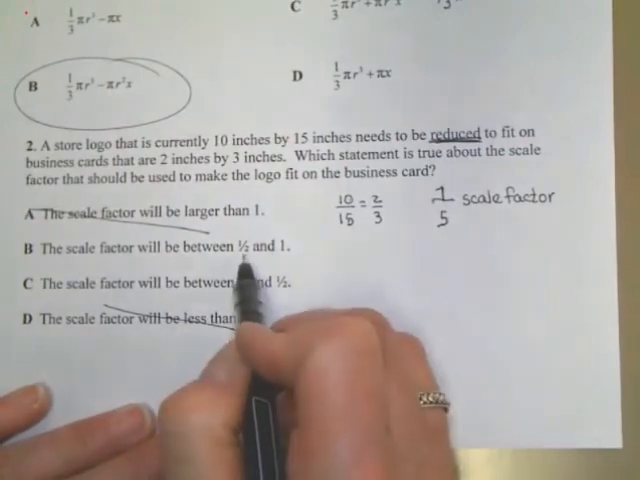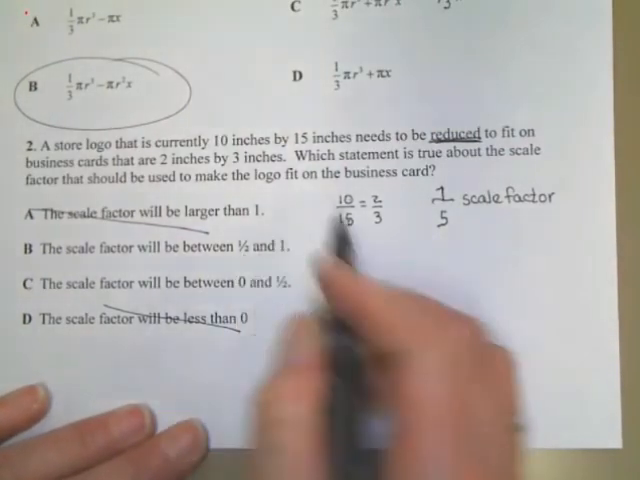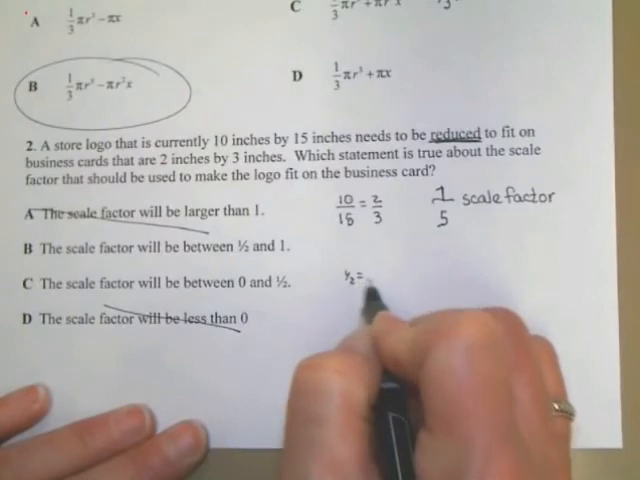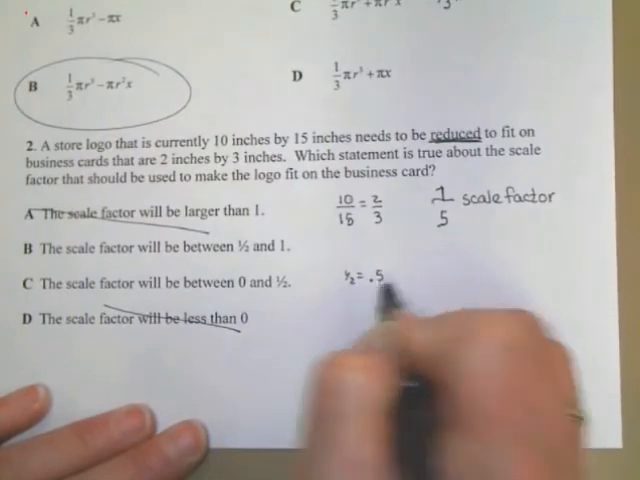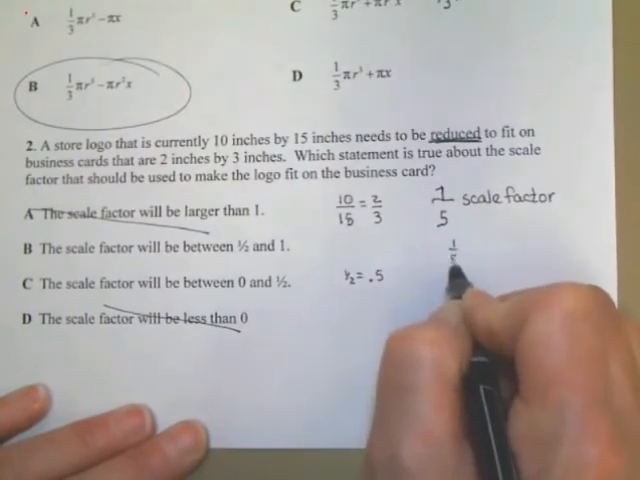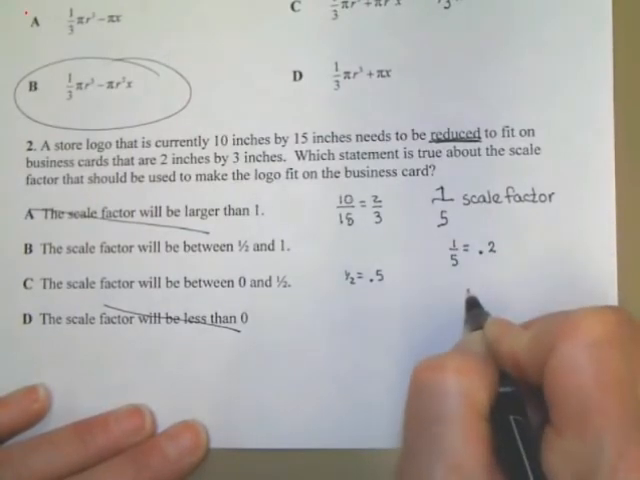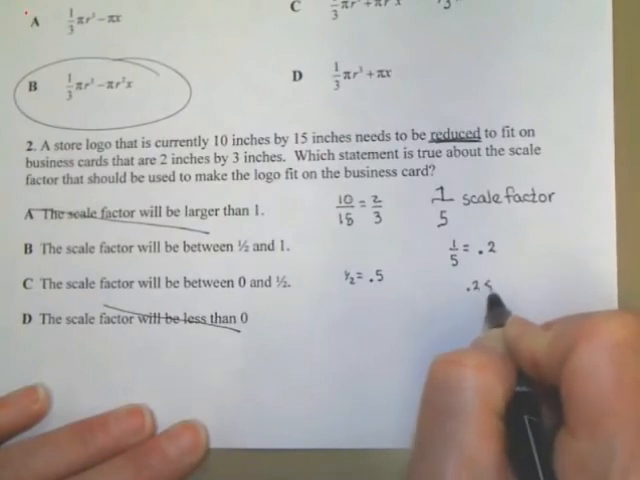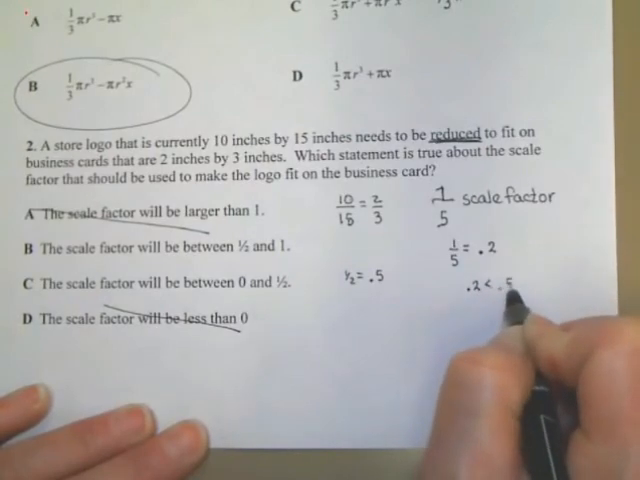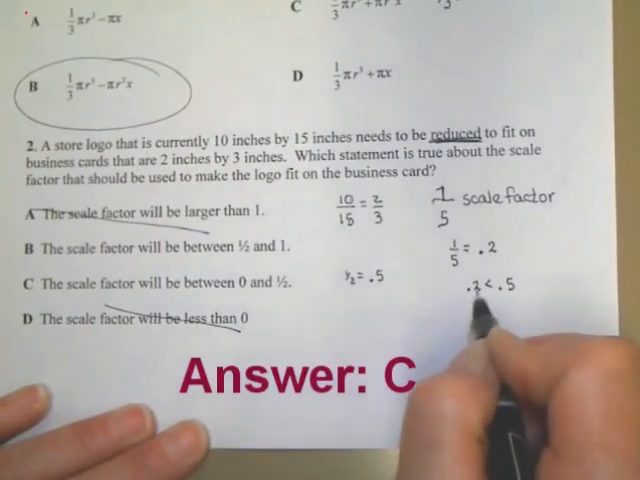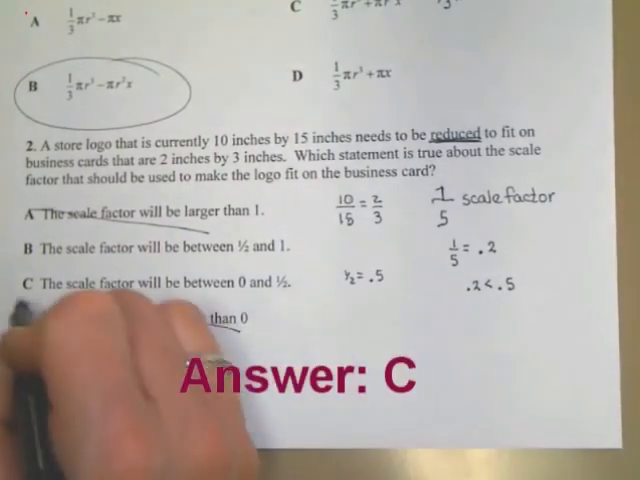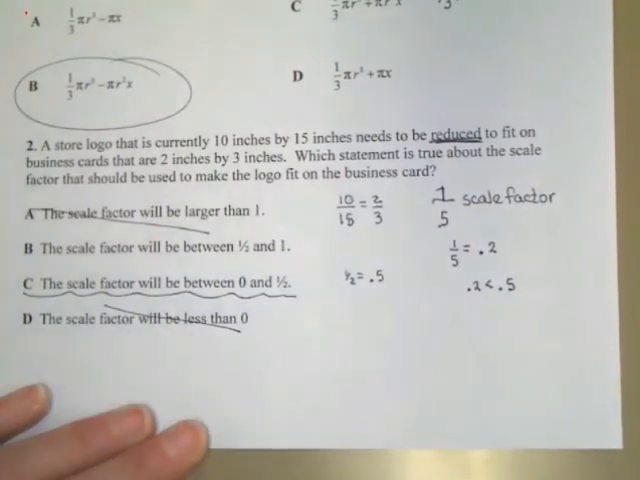Well, if I think of decimals, 1/2 as a decimal is equal to 0.5. Well, 1/5 as a decimal is equal to 0.2. I know that 0.2 is less than 0.5, so I know that my scale factor has to be in between 0 and 1/2. So C is my answer.